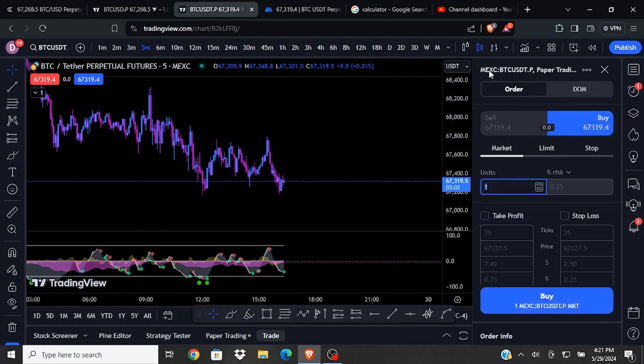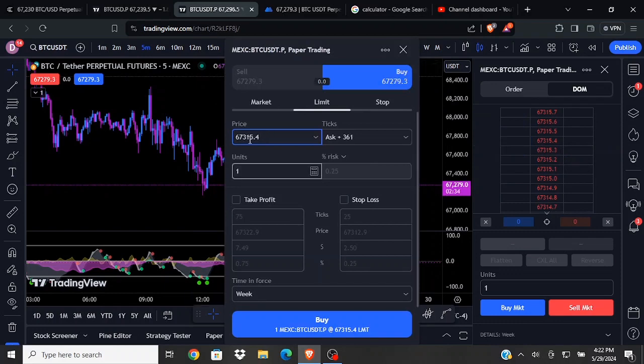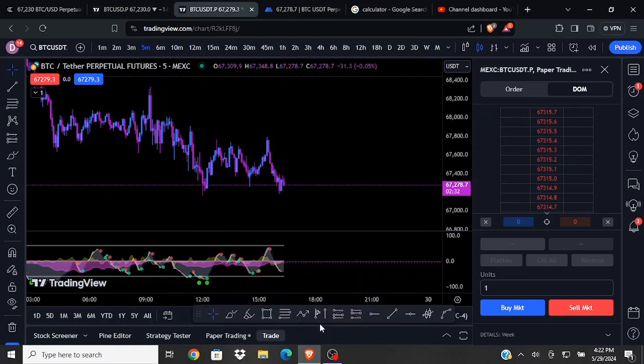And let's start from the top down, and we'll go over everything. So up at the top, you have order. That's what this panel is. And you also have a DOM option. Not sure what that stands for, but this is pretty much bringing up what appears to be an order book. And you can click on some of these prices, and I guess that can help you place orders quicker.